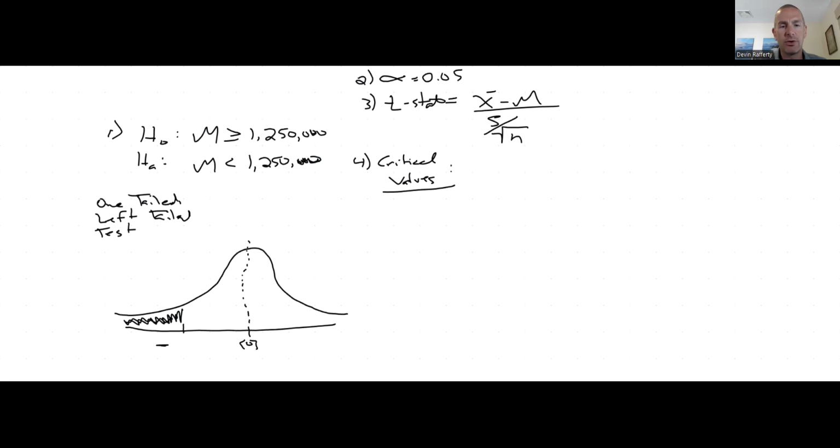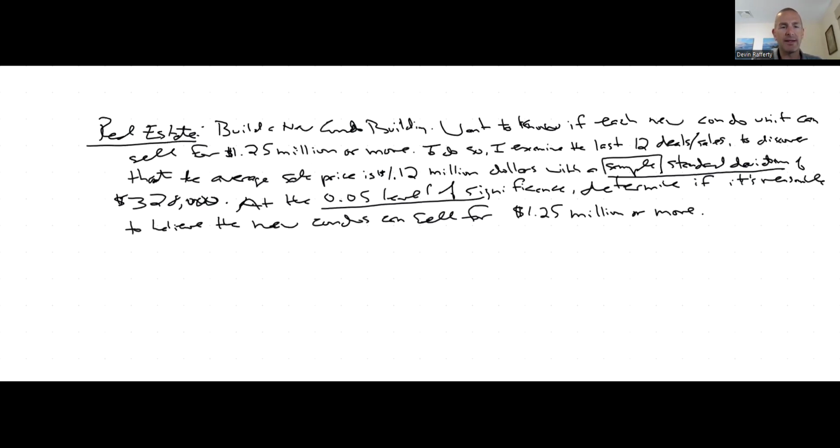Okay. In order to get the critical values, we need 3 things. We need to know if it's 1 or 2-tailed. It's 1-tailed. We need alpha, which is 0.05. And then we need the degrees of freedom. The degrees of freedom, n minus k, right? Well, n, how many other deals did we look at, right? For n, we looked at the last 12 deals or sales.